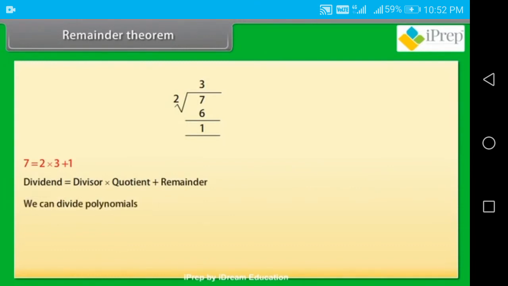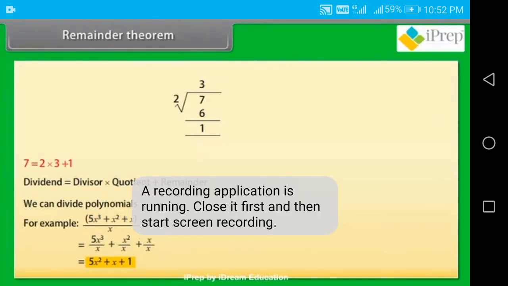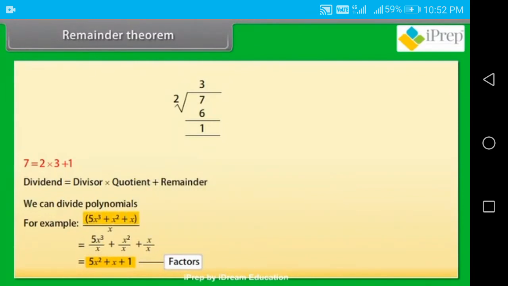Similarly, we can divide polynomials. For example, 5x raised to the power 3 plus x raised to the power 2 plus x by x. Here we say that x and 5x squared plus x plus 1 are factors of 5x cubed plus x squared plus x, and 5x cubed plus x squared plus x is a multiple of x as well as a multiple of 5x squared plus x plus 1.